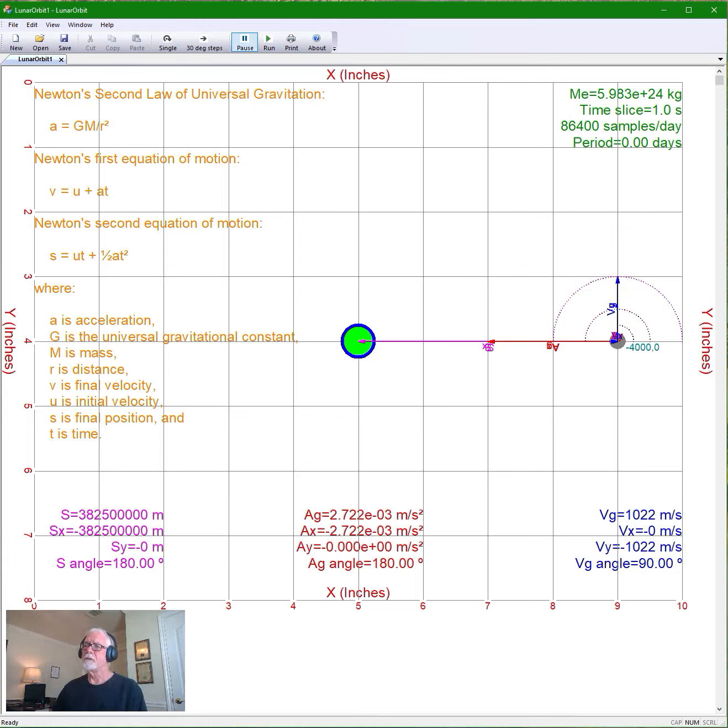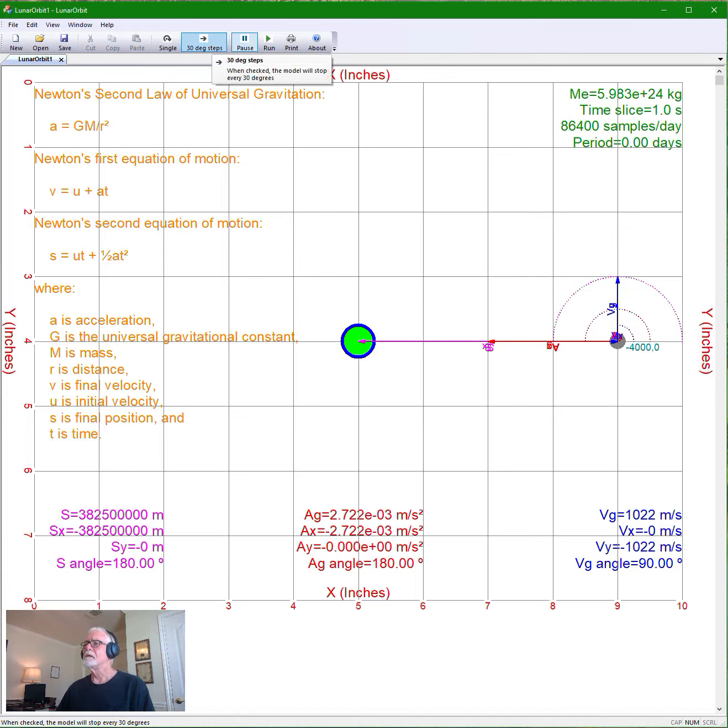I made a minor change to the toolbar. I now have a 30 degree step so that you can look at the state every 30 degrees. And the equations themselves are documented in orange text on the upper left side. So those are the basic changes I made to the presentation.